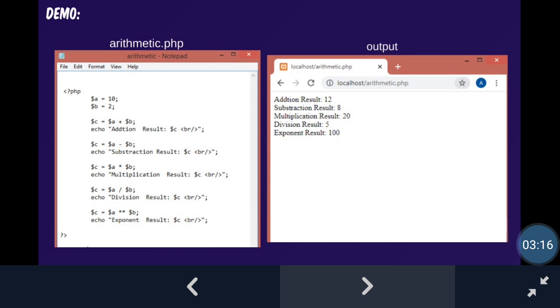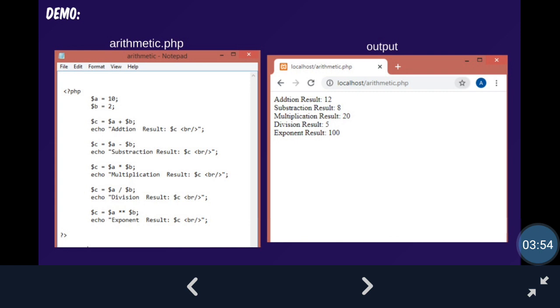Now for the demo purpose, I have written the same code in Notepad and I have saved it as arithmetic.php. This arithmetic.php file is stored under C drive, XAMPP folder, htdocs folder. Now in order to execute the program, I have to go to the XAMPP control panel and double click on Apache server. We need this Apache service for executing any PHP program. Then I go to the browser and I type localhost slash name of my file. What is the name of my file here? It is arithmetic.php. I just press the enter button and the result is printed on the screen.